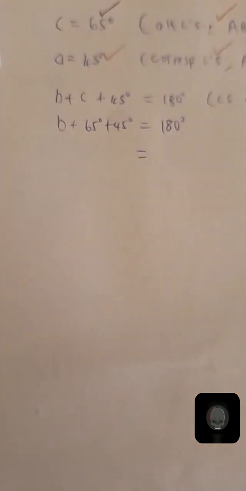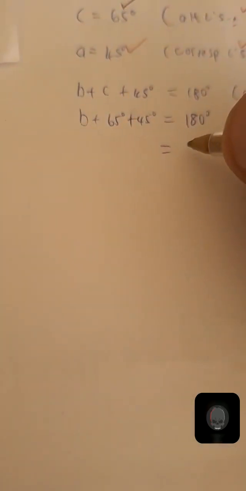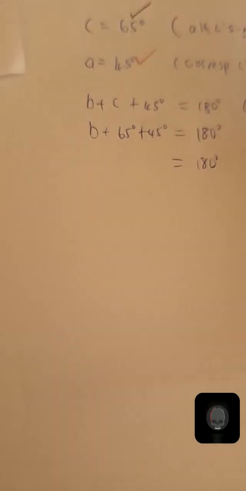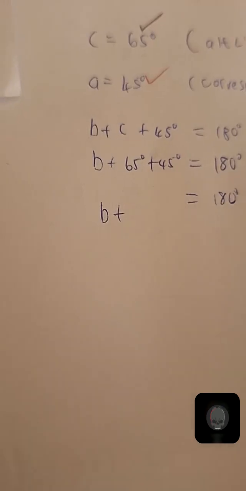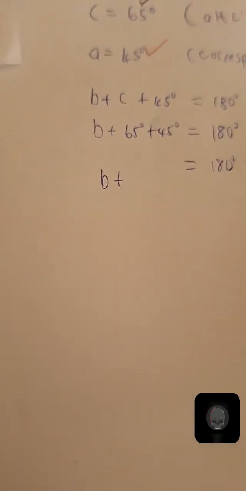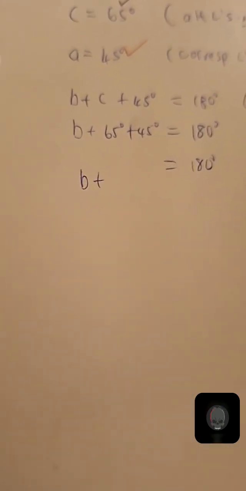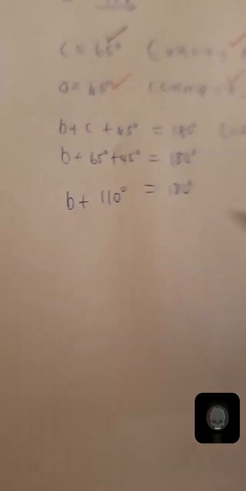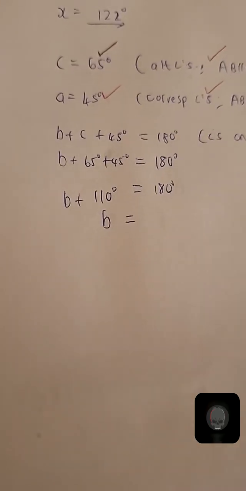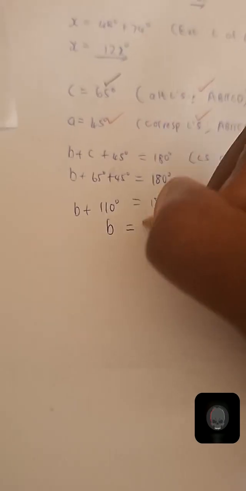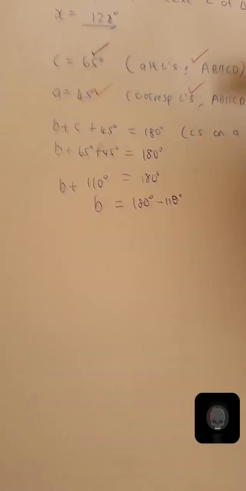You can lead us. We can solve and get the answer, so that we said 180 degrees. What's 65 plus 45? What do we get there? B plus 110 equals 180 degrees. Thank you so much. Then 180 degrees minus 110 degrees. Then B equals 70 degrees. Awesome.